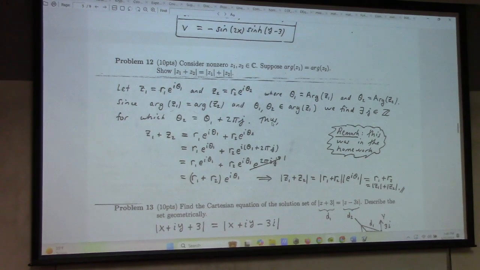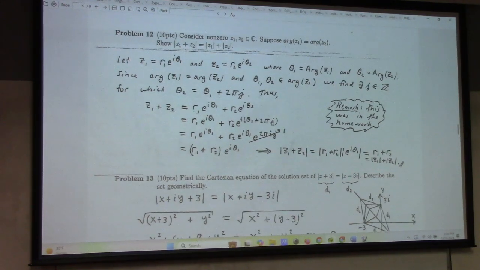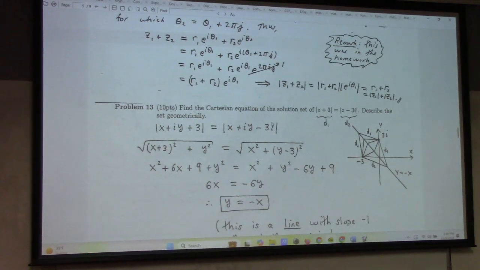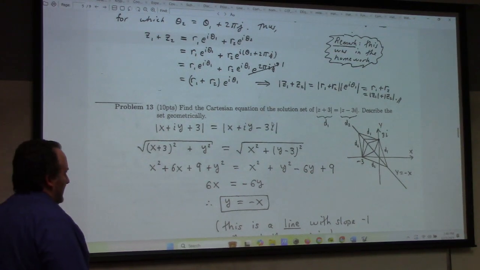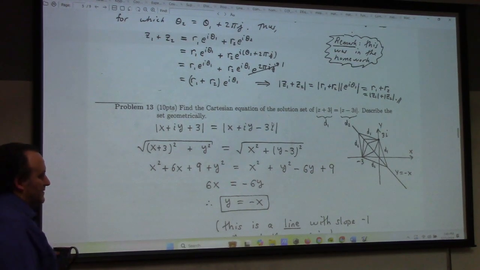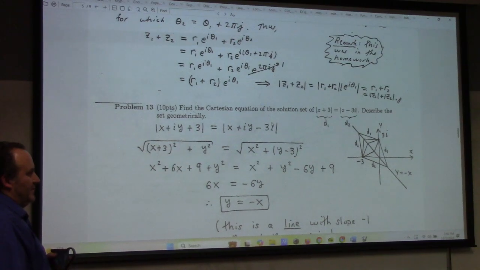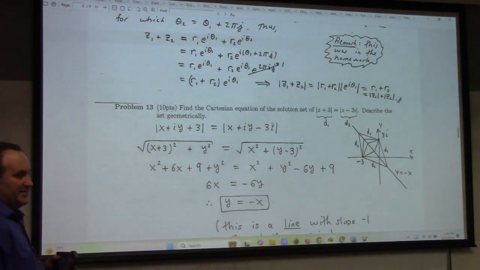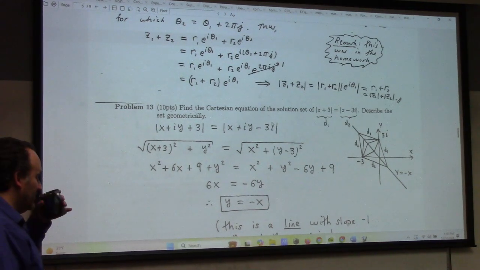Problem 13 is a line. If we have the distance between two fixed points, we're looking at the solution set of points that have equal distance from a given pair of points. Well, that describes a line, actually. And so the line is the perpendicular bisector of the displacement vector between the points, which you might call the focal points of the line.